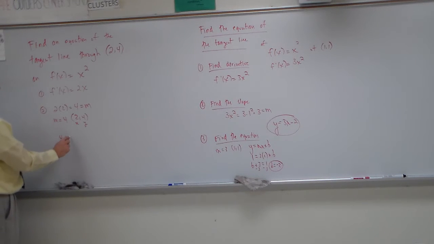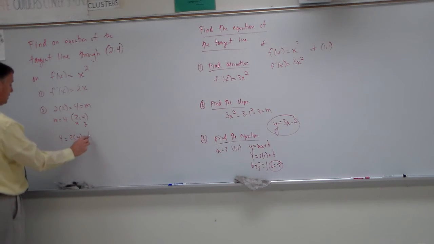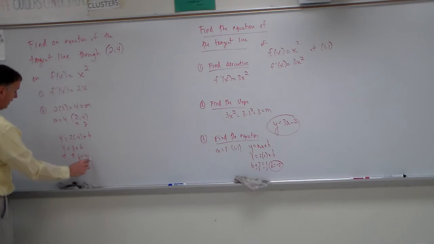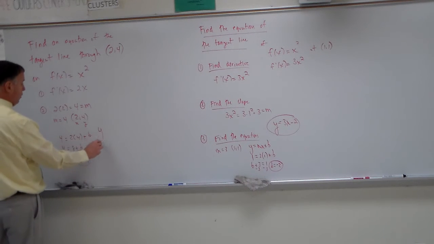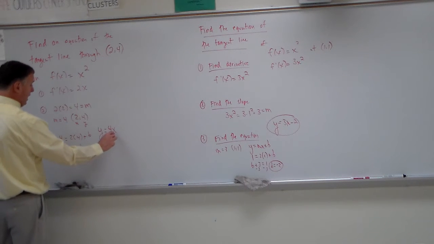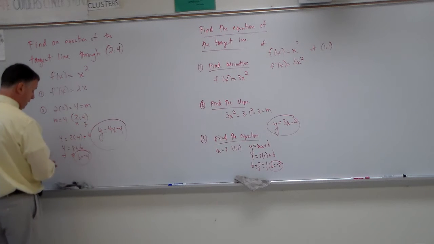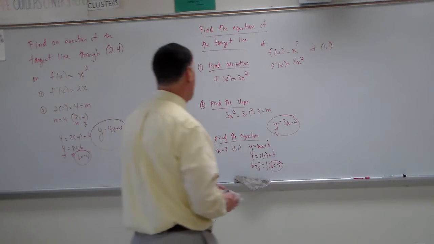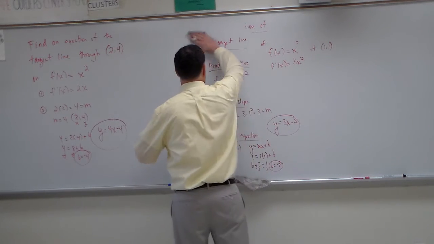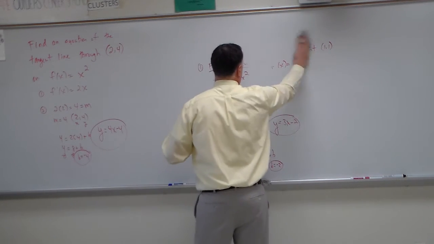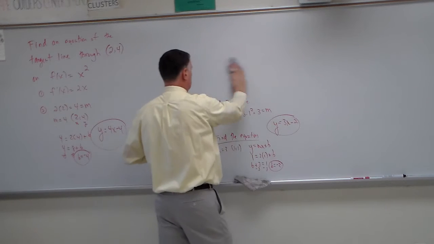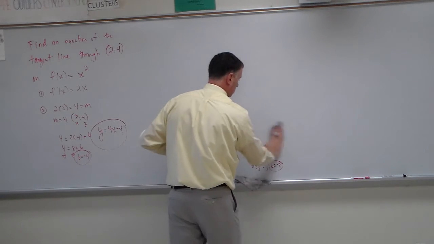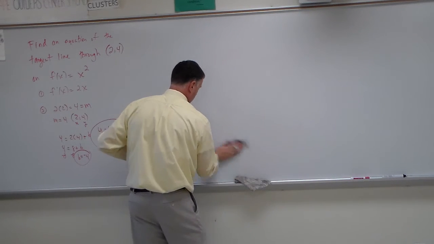Find my equation. If m equals 4 and the point is (2, 4), that's an x, that's a y. 4 equals 2 times 4 plus b. 4 equals 8 plus b. Minus 8, minus 8. Looks like b is negative 4. So we are going to say y equals 4x minus 4. And there is the equation. Hope you guys got that. Hope you paused the video.